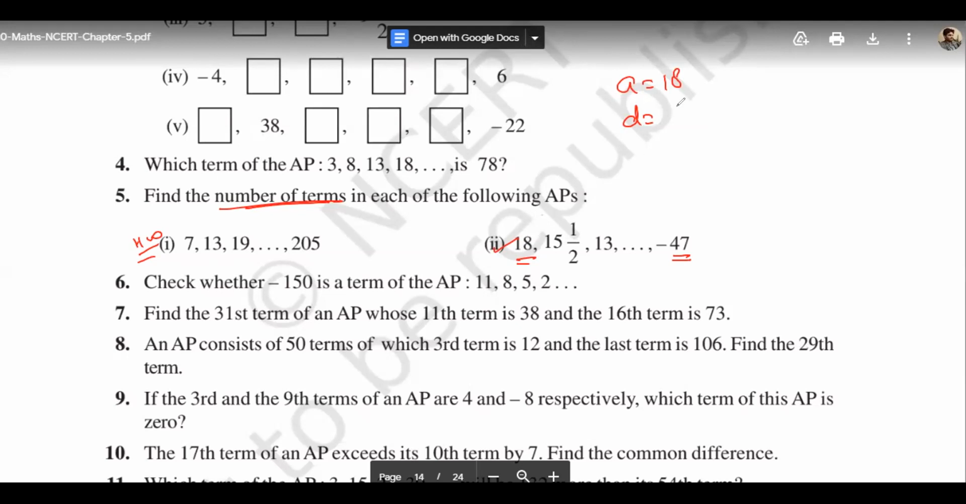Okay, so the difference is 5 by 2, or you can write minus 5 by 2, not plus. And here you find your a_n, you can also consider it as the last term or a_n term, the choice is yours. So we write here that the a_n term is minus 47, and now you need to find the value of n. Like in the previous question, please find out the value of n in this question also.